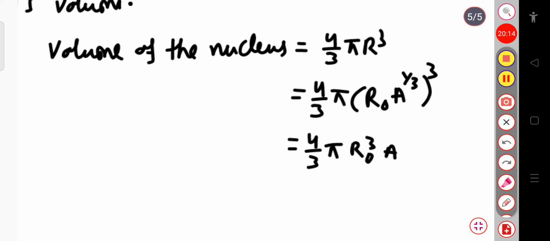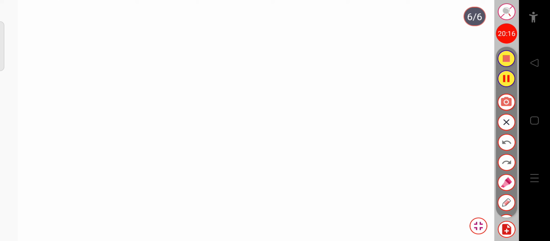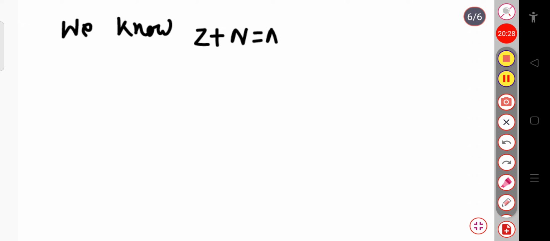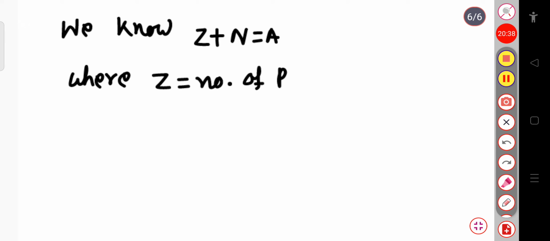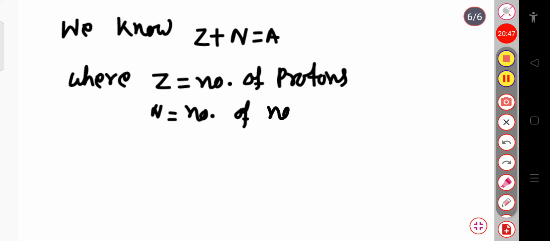Before writing the density of the nucleus, let me tell you one thing. We know Z plus N is equal to the total atomic mass, where Z is the number of protons, N is the number of neutrons, and A represents the mass number.